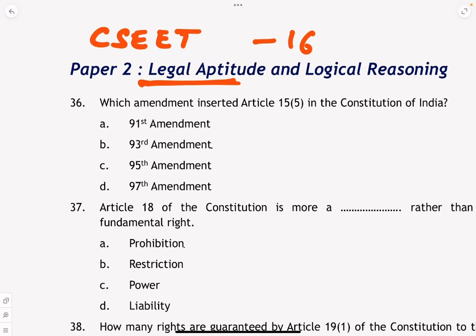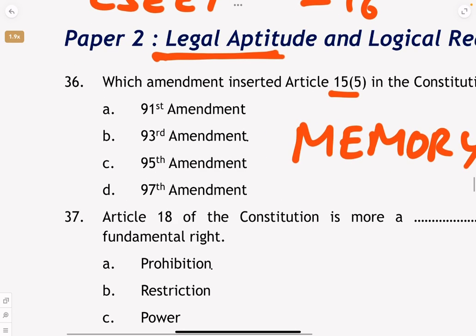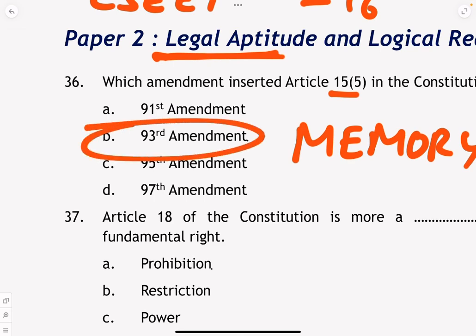Which amendment is inserted in Article 15, Sub-Article 5 of Constitution of India? This is again a memory question. As I've always told you, I don't know why they ask memory questions, but they've asked, we should know it, and the answer is the 93rd Amendment.